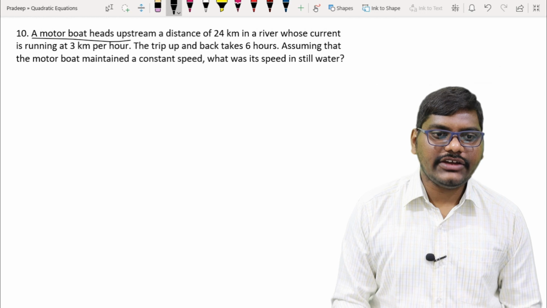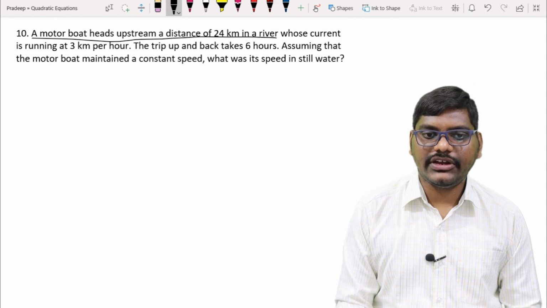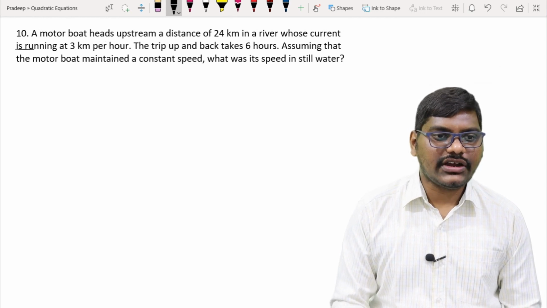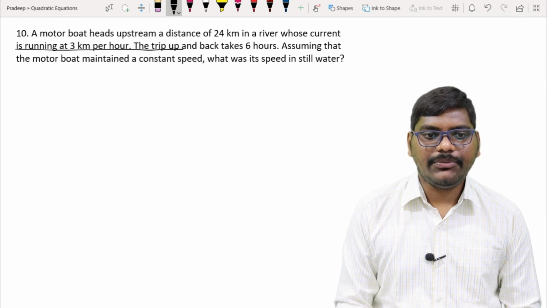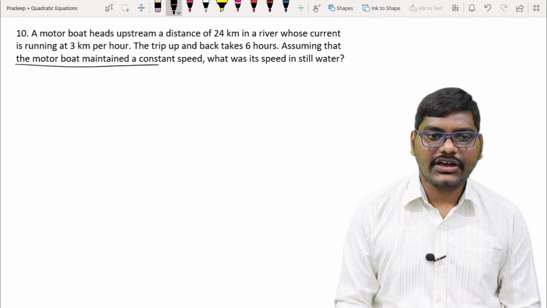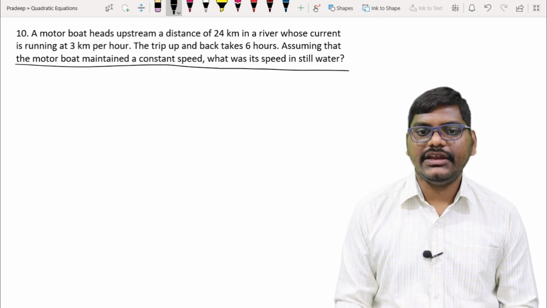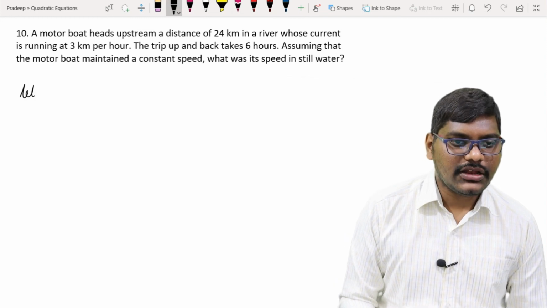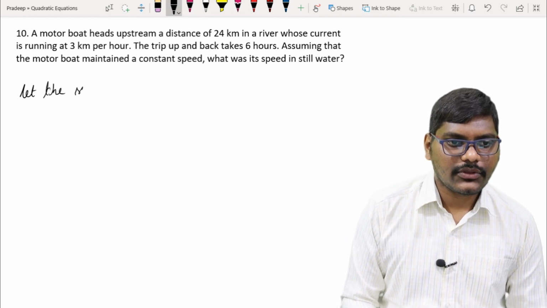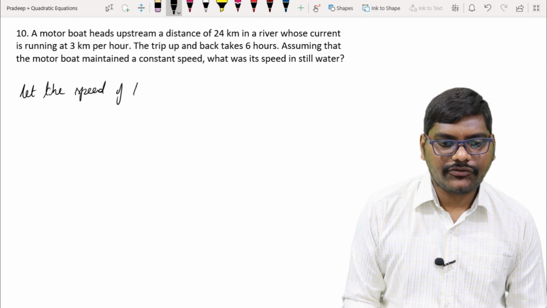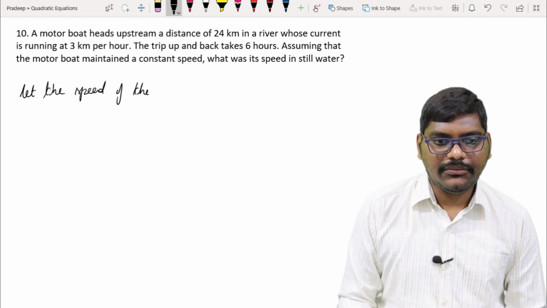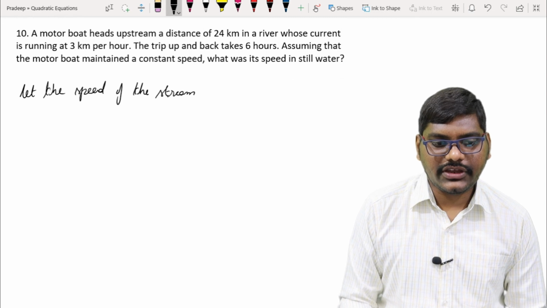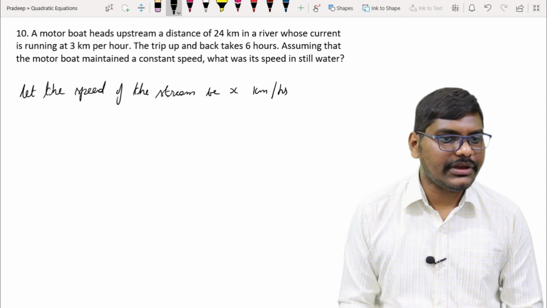A motorboat heads upstream a distance of 24 km in a river whose current is running at 3 km per hour. The trip up and back takes 6 hours. Assume that the motorboat maintained a constant speed. What was its speed in still water? So let's make it. I can write here, let the speed of the stream, we'll just take it as x kilometer per hour.